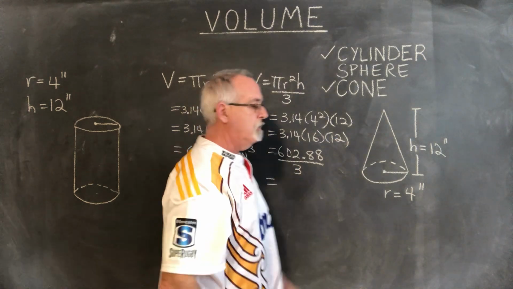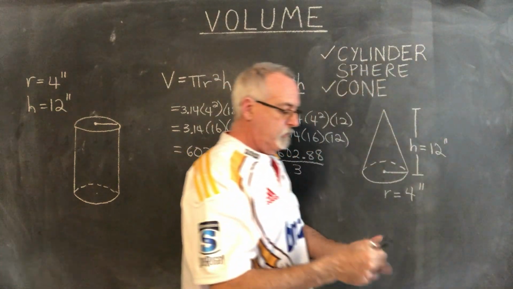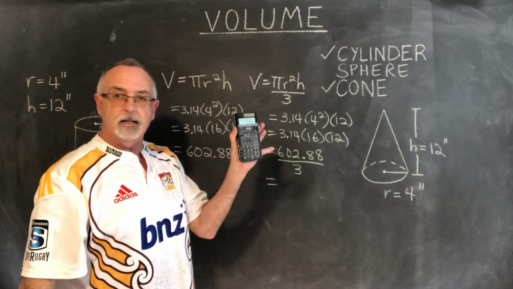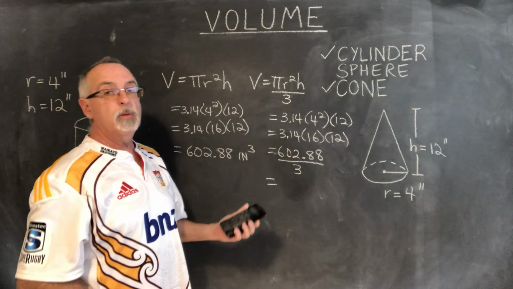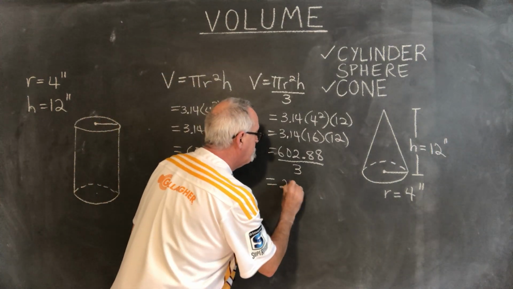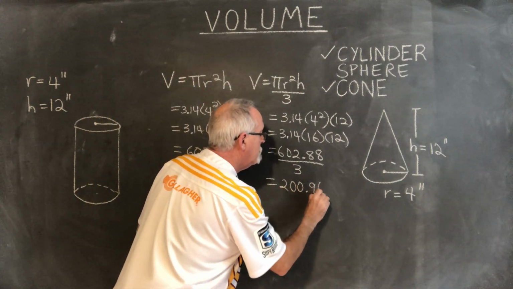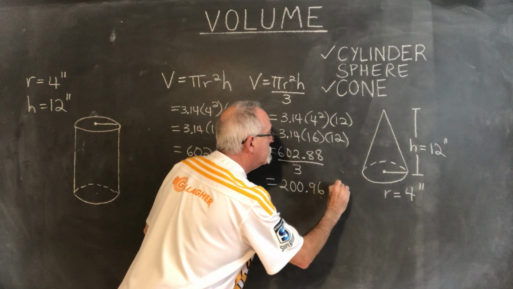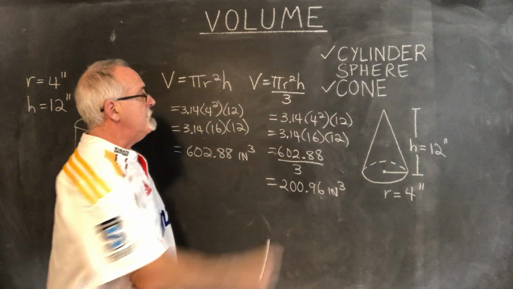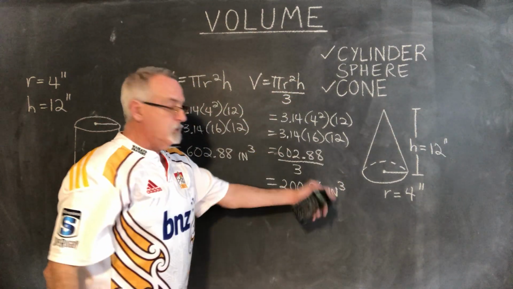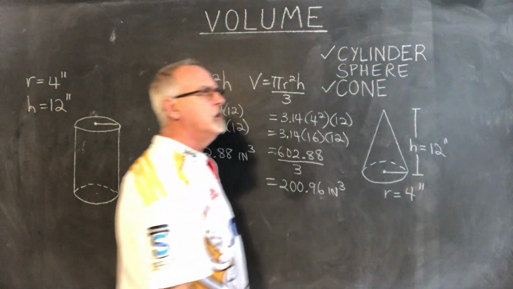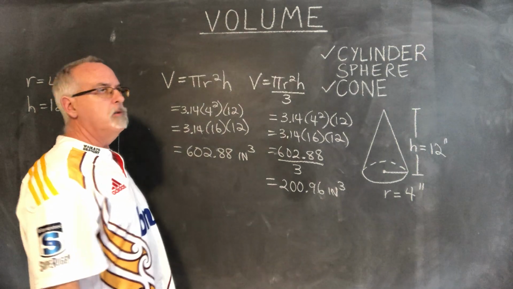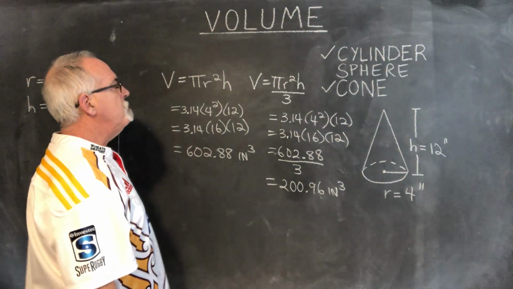And this is the part where I will use my calculator, which conveniently already has 602.88 sitting in the display, so I'm just going to divide by 3 equals 200.96 inches cubed. Again, 2 R's and an H, inches cubed. Cubic unit. Cubed unit.